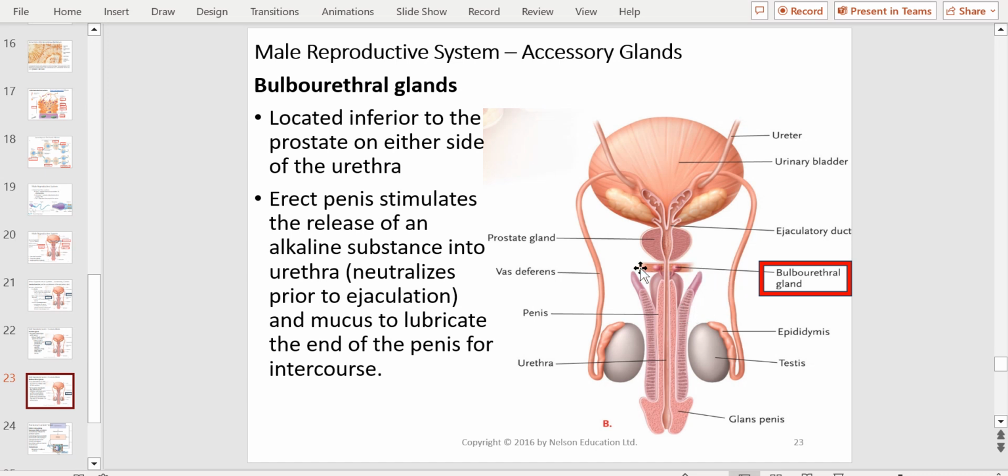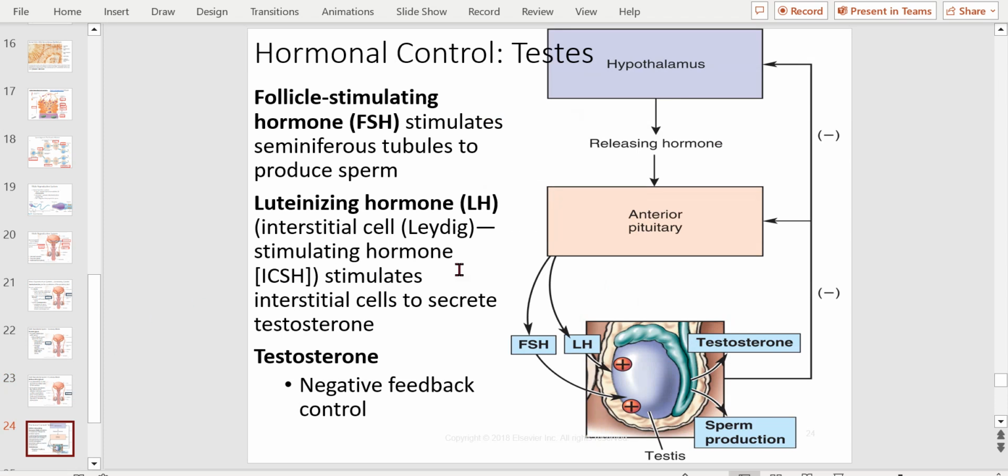Bulbourethral gland, right in here. It's located inferior to the prostate on either side of the urethra. The erect penis stimulates the release of an alkaline substance into the urethra, which neutralizes it prior to ejaculation, and mucus to lubricate the end of the penis for insertion, for intercourse.